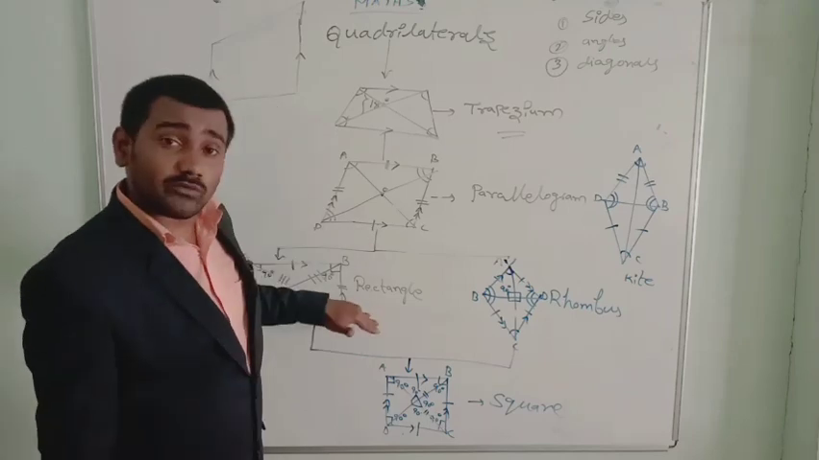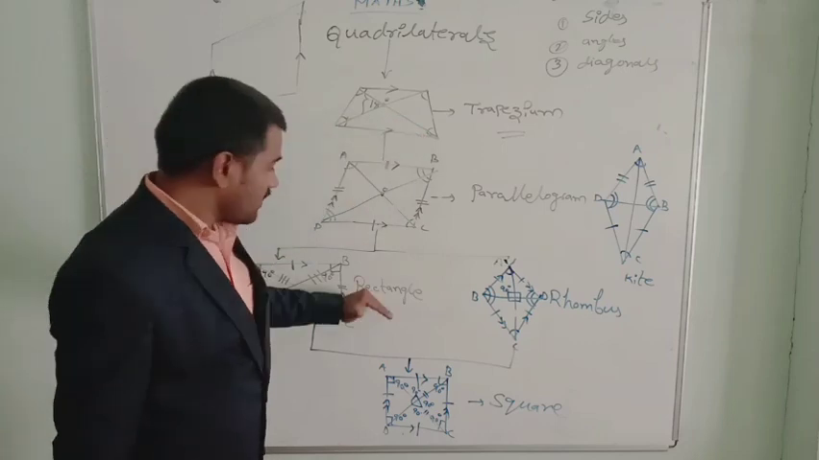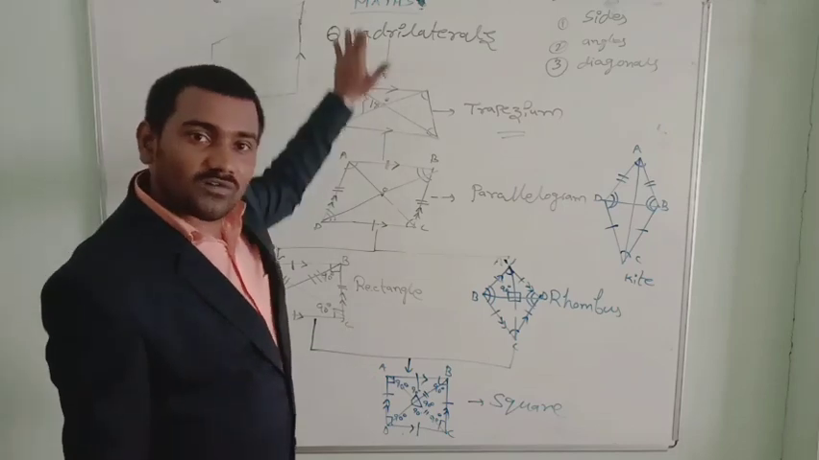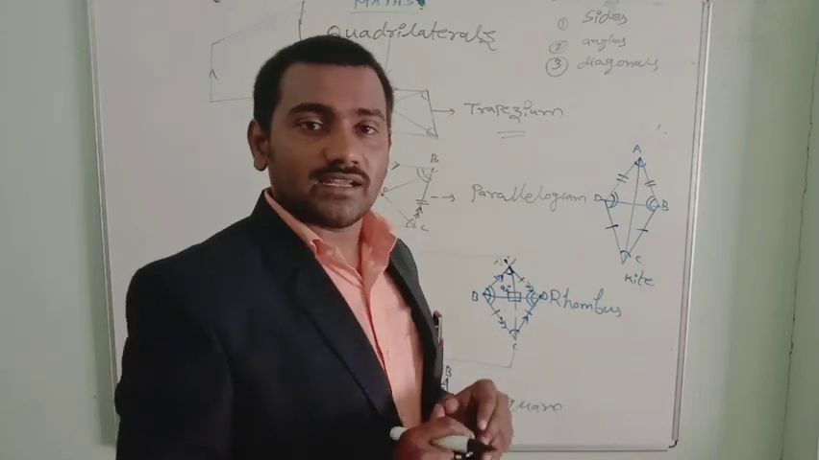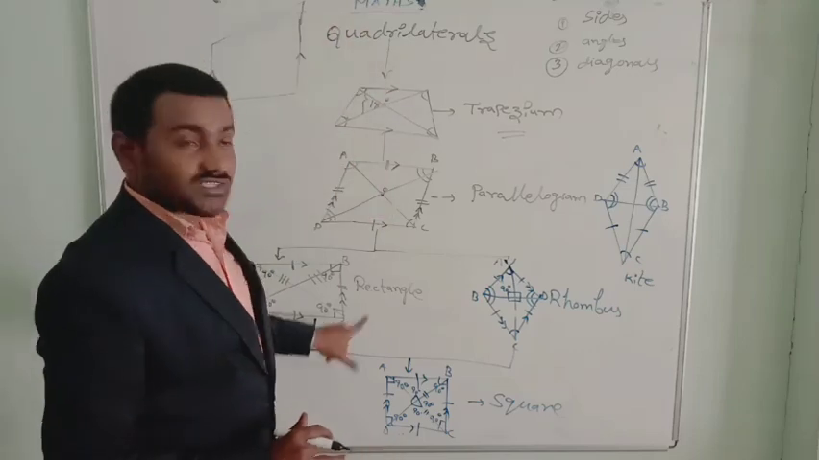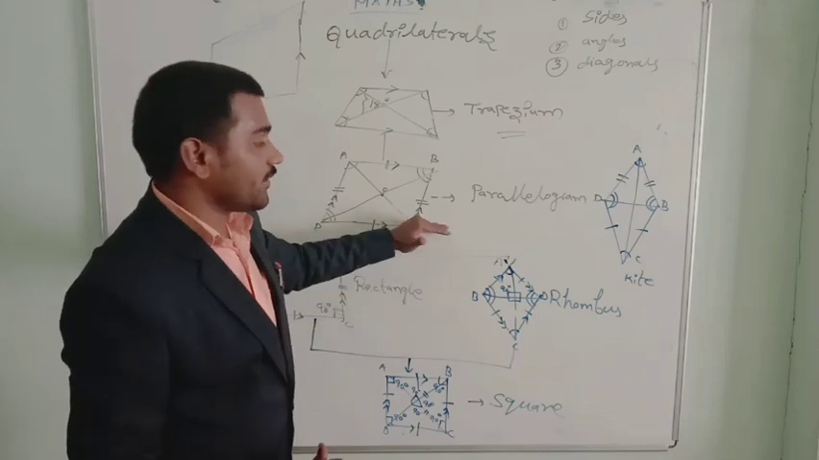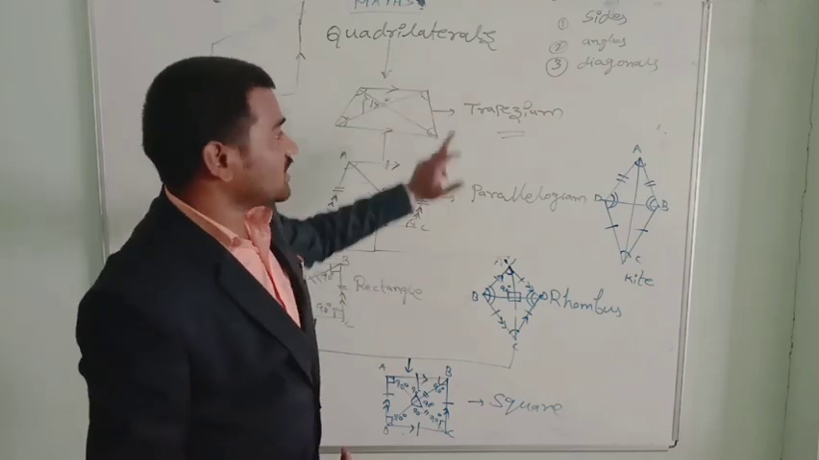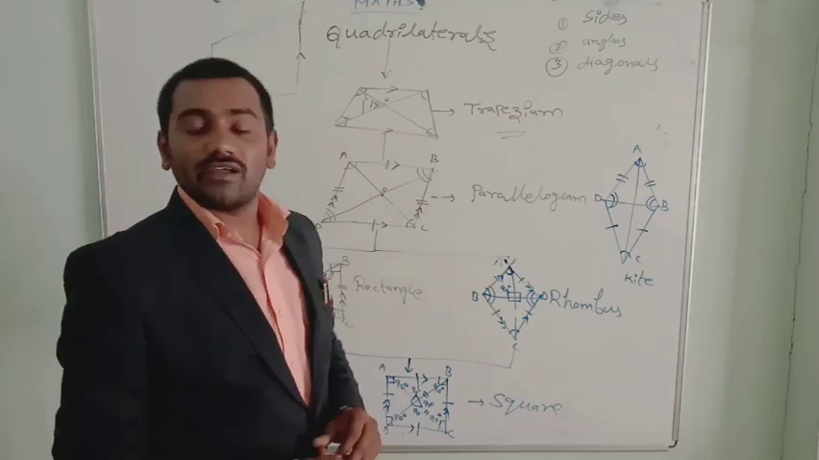Next, come to the rectangle. All rectangles are parallelograms. All rectangles are trapezium. All rectangles are quadrilaterals. But all quadrilaterals are not rectangles, because we have some other quadrilaterals too. So all quadrilaterals are not rectangles, but all rectangles are quadrilaterals. All rhombus are parallelograms. All rhombus are trapezium. All rhombus are quadrilaterals. But all quadrilaterals are not rhombus, all trapeziums are not rhombus, and all parallelograms are not rhombus.